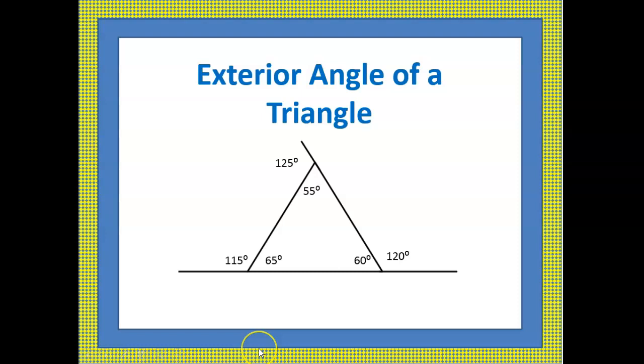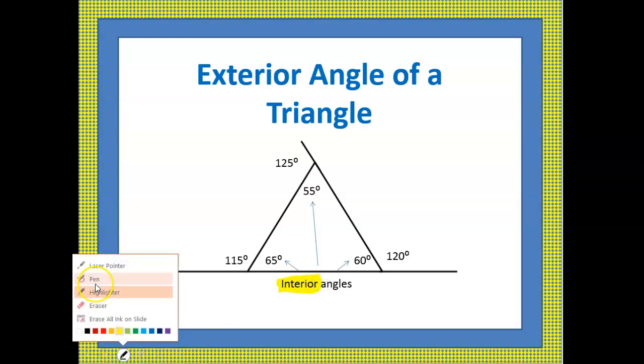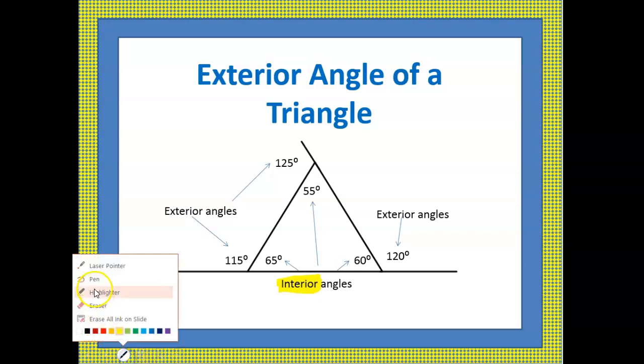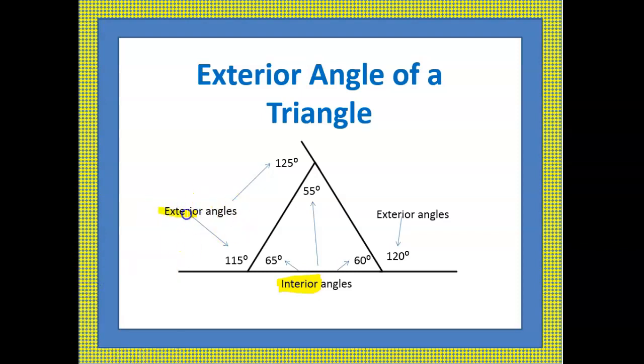All right, so on yours, it's just a bunch of lines. There's no numbers. So I'm going to go ahead and show you what those lines mean. So the inside angles are what we call the interior angles, and I'll highlight that for us. This is interior or inside. And then the other ones that are there, those are what we call the exterior angles or the outside angles, the exterior.